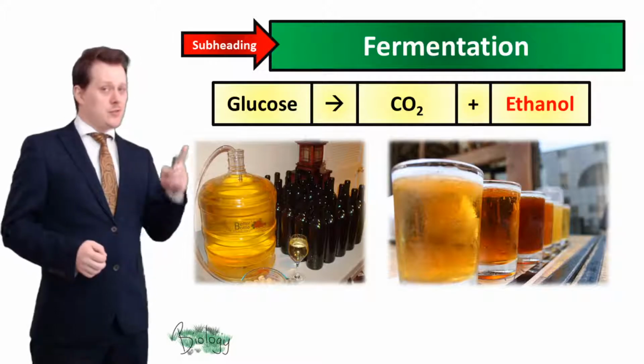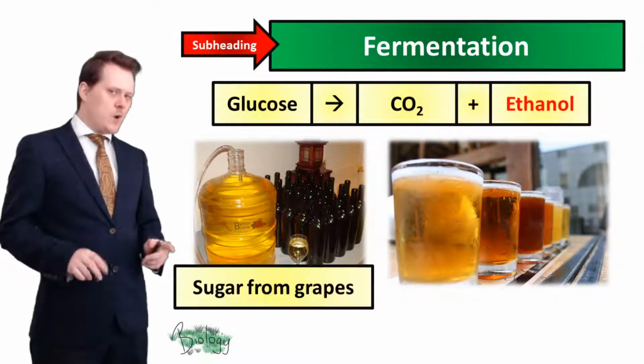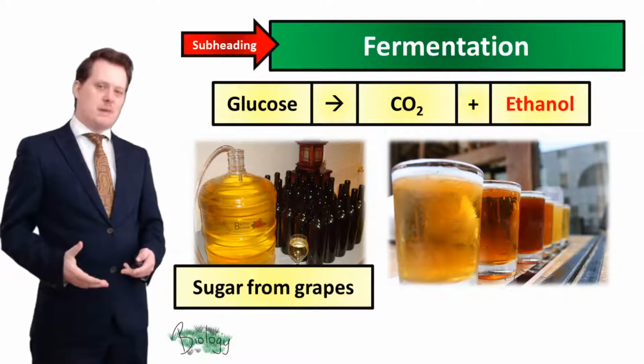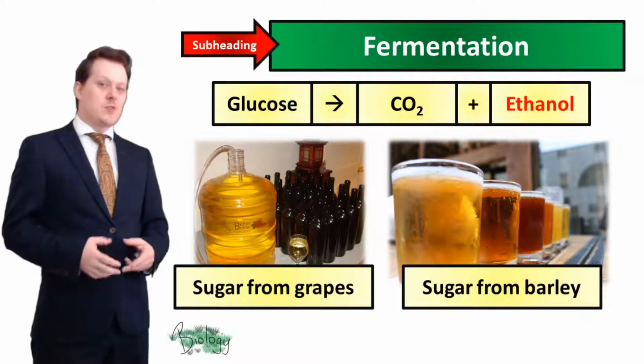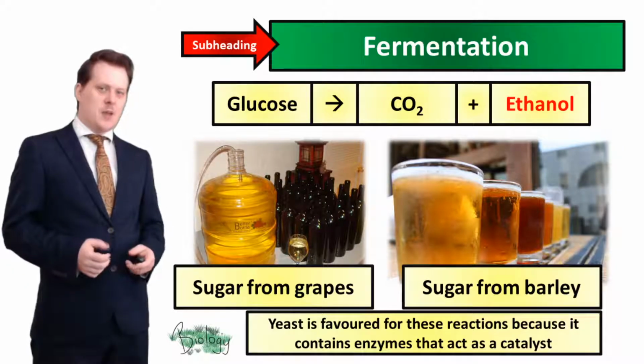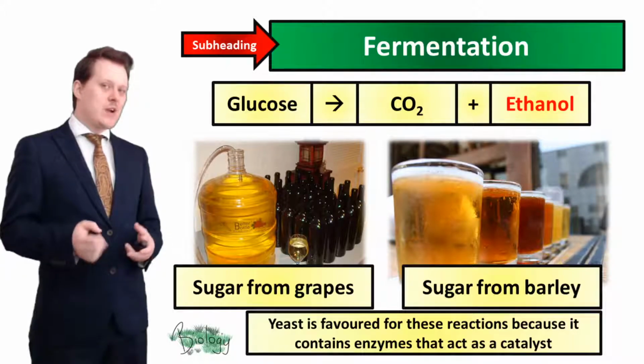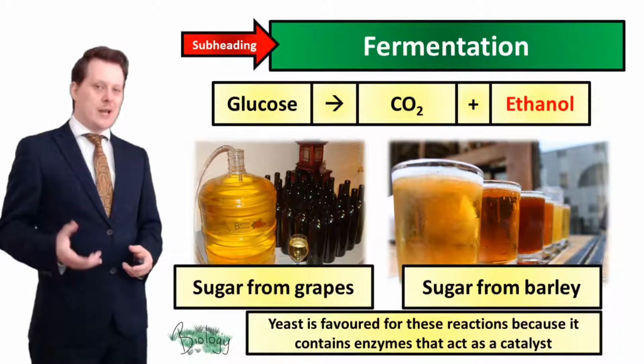But where does this glucose come from in order to get this fermentation going? The glucose in wine comes from the sugar in the grapes. The glucose in beers comes from the sugar in the barley. And yeast is favoured for these reactions because it contains enzymes that act as a catalyst, so the rate of reaction is going to be quicker.